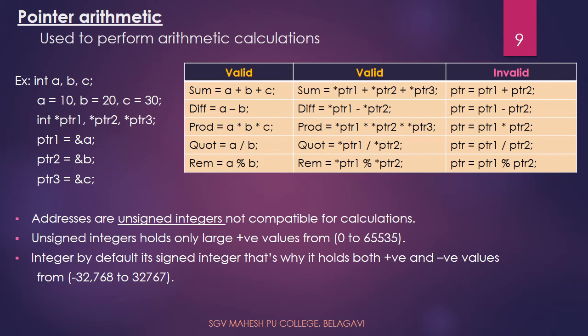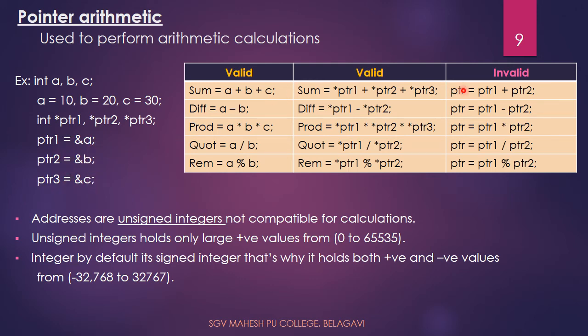Now let's check what you mean by pointer arithmetic. Let's take a small example to understand what pointer arithmetic is. Before starting with pointers, let's initialize the values of integers A, B and C as 10, 20 and 30. Now these are normal variables and these are pointers of type integer. So there are 3 pointers and 3 normal variables. In pointers ptr1, ptr2 and ptr3, I'm storing the addresses of A, B and C.